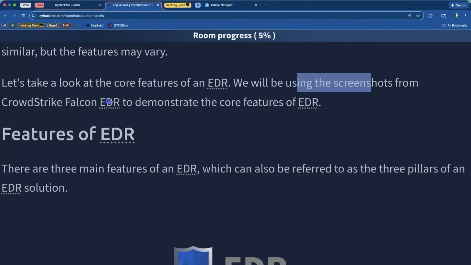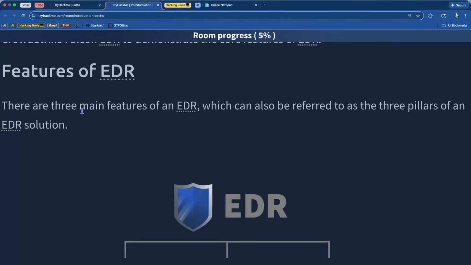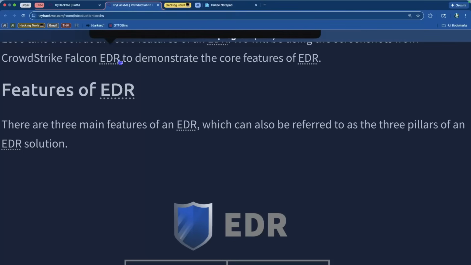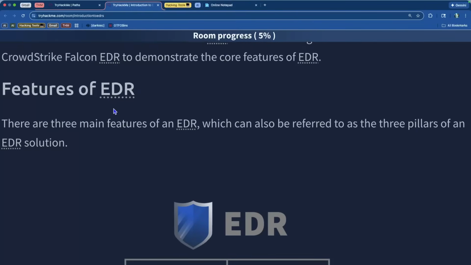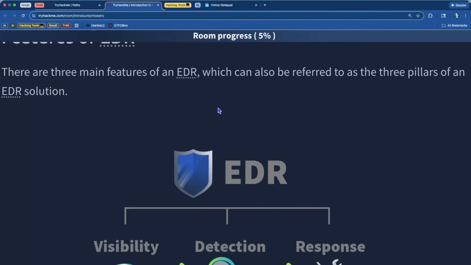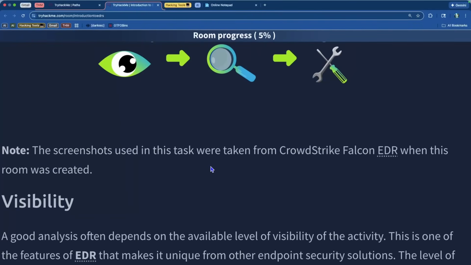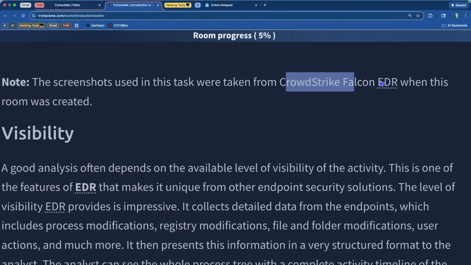And we're going to be using screenshots from CrowdStrike Falcon EDR to demonstrate the core features. Everything that you're going to see has to do with CrowdStrike Falcon. But again, we're looking at core features that should exist with all of them. Now, there are three main features of an EDR that can also be referred to as the three pillars of the EDR. You have visibility, detection, and then response. So let's talk about that. Again, they're taken from CrowdStrike.